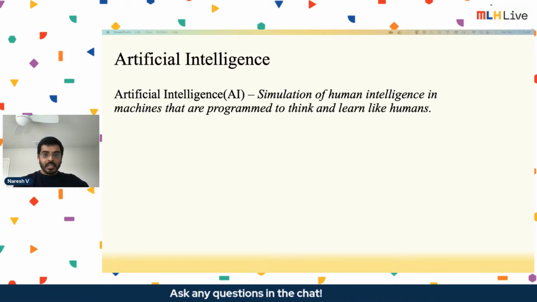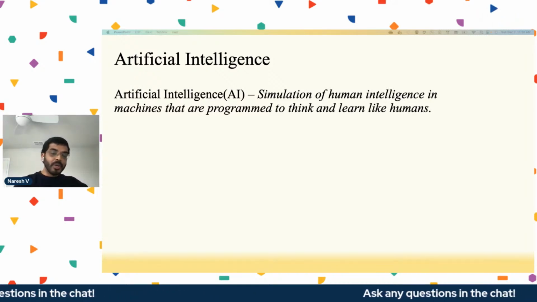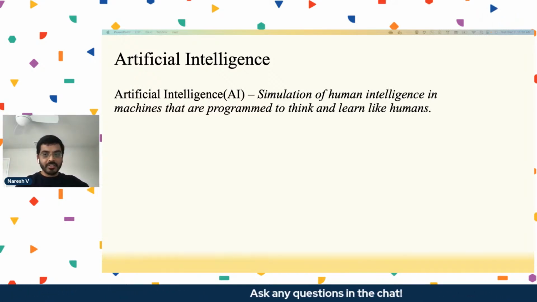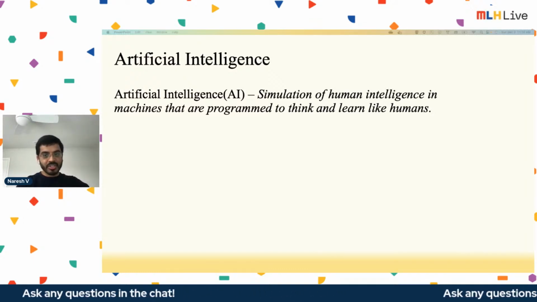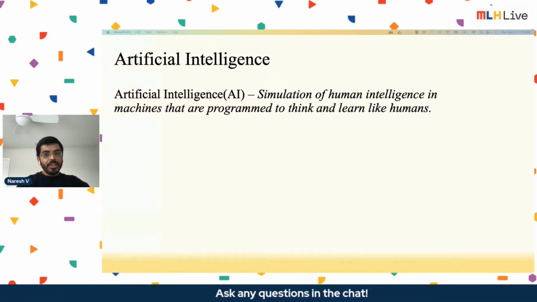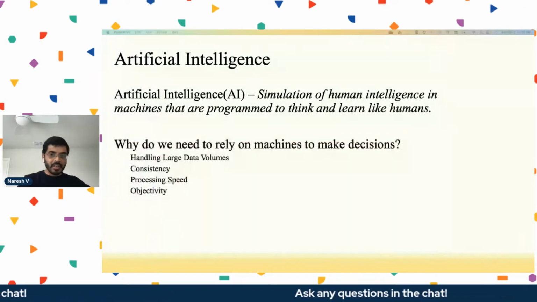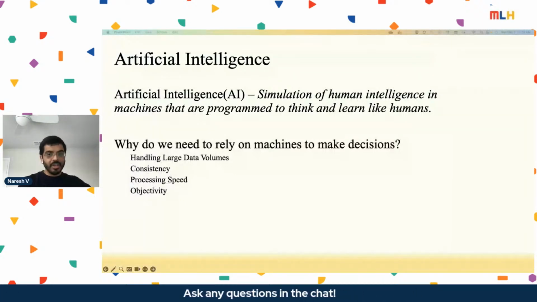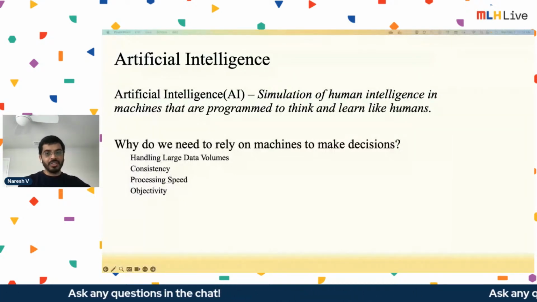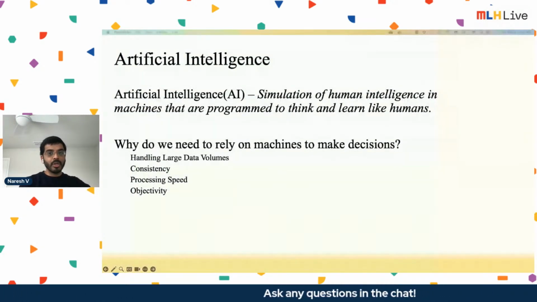Simulation of human intelligence in machines that are programmed to think like humans. In simple terms, technology mimics human intelligence to perform a task and can iteratively improve itself based on the information it receives. And now, why do we need to rely on machines for decision making? If I think about that, there are many reasons to rely on machine learning for decision making in various domains and industries in today's world. Below are a few reasons that are common and of high importance, but not limited to these.